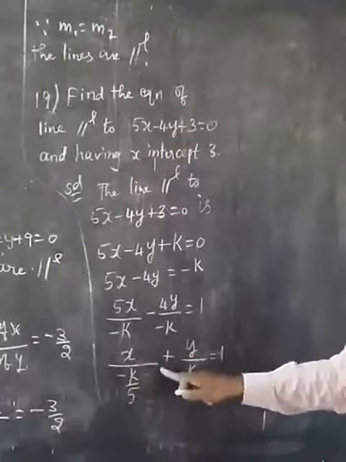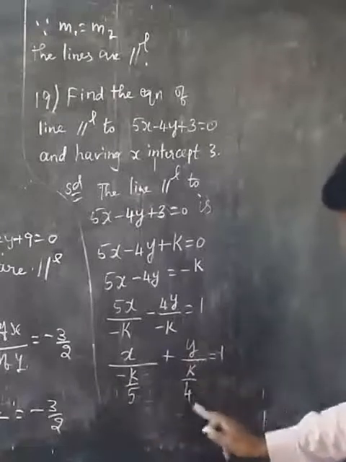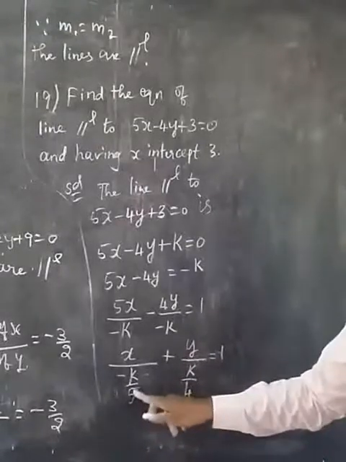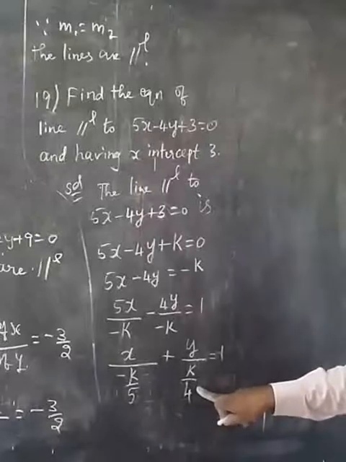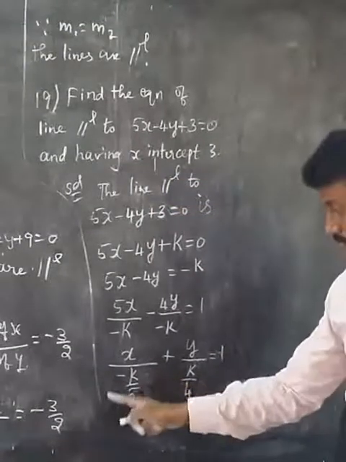x by a plus y by b is equal to 1, where this is called x intercept. This is called what? Y intercept. This is x intercept. This is y intercept. What is x intercept value given? 3. So what is 3? Minus k by 5.